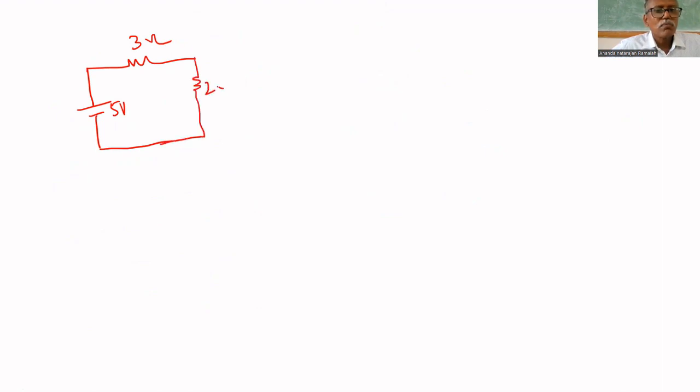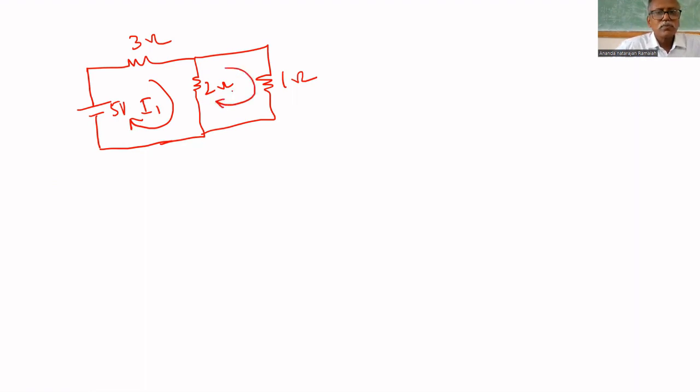Another method is the loop current method. The same can be solved by using the loop current method. 5 volt, 3 ohm, 2 ohm, 1 ohm. Loop means a closed path. Any closed path is called a loop. This is one loop, which can be called the I1 loop. This is loop 2, and the current through loop 2 is I2.